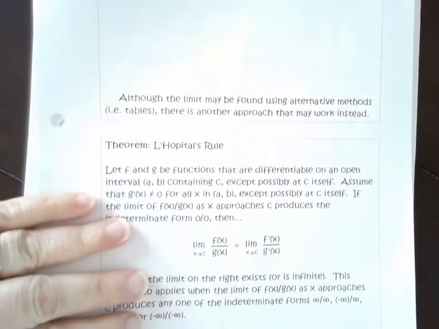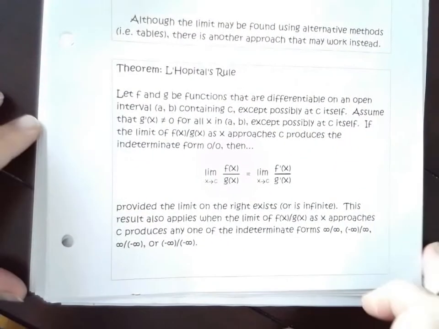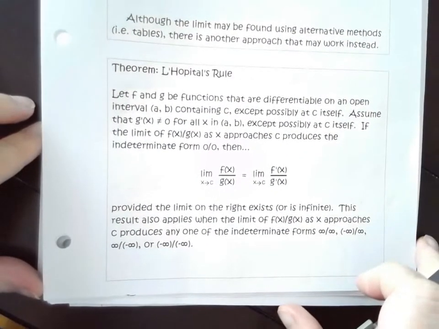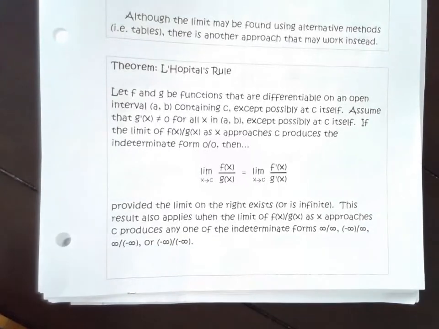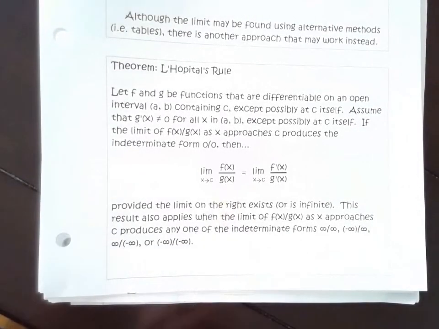So we've introduced this thing called L'Hopital's rule. It says let f and g be functions that are differentiable on an open interval a, b containing c, except possibly at c itself. So basically, the numerator is going to be assigned f of x. The denominator is going to be assigned g of x. We're going to assume that they're both differentiable functions as is, but maybe they're not differentiable at the point c. Maybe there is a problem at a specific point, the point that we're approaching.